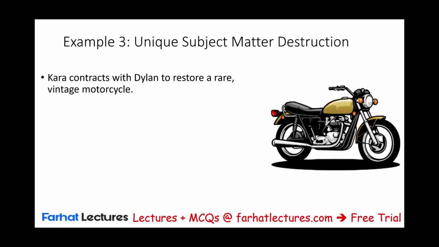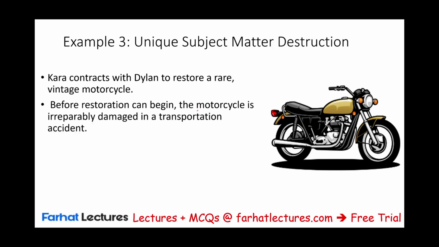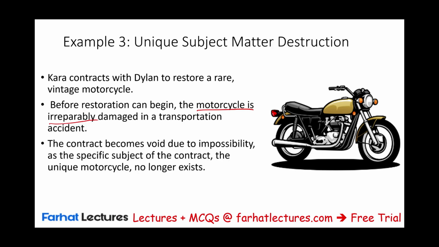Kara contracts with Dalen to restore a rare vintage motorcycle. Okay, great. We have a valid contract. Before restoration, the motorcycle is irreparably damaged in a transportation accident. So it was destroyed. Well, the contract becomes void due to the impossibility of the specific subject, which is the motorcycle, that no longer exists. Therefore, the contract becomes void.